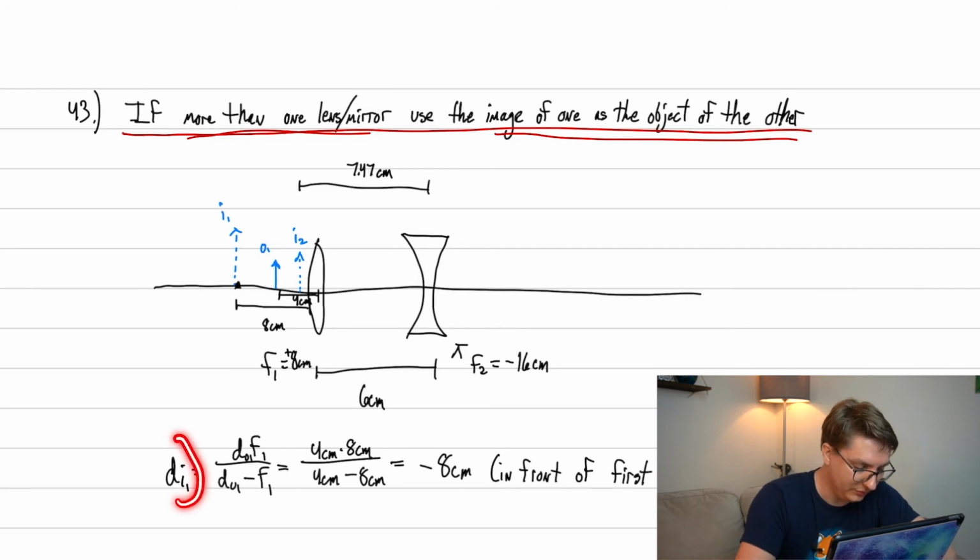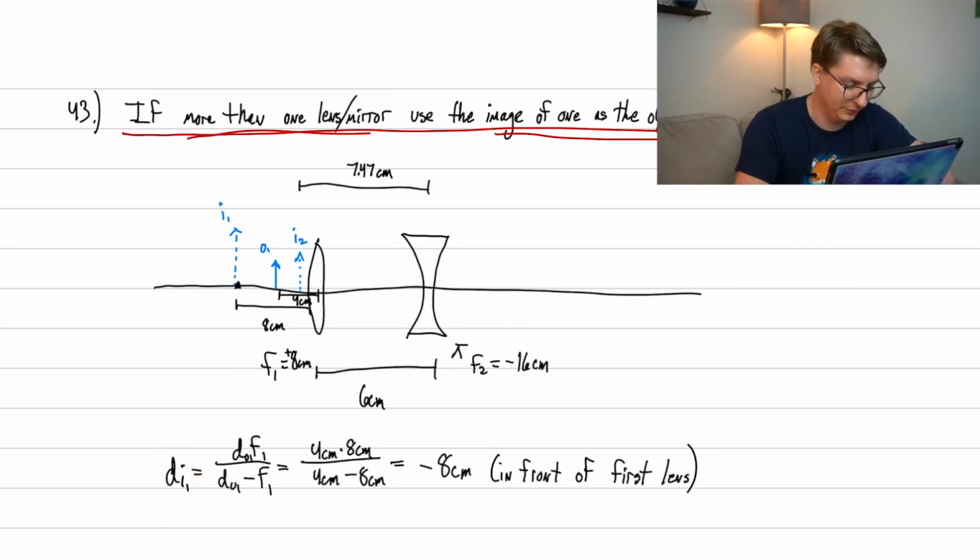All right. I'm going to keep track in terms of subscripts. So we want to find the distance of the first image. Again, we did that weird inverse rule. We have that all set up. We know the distance of the object, 4 centimeters. We know the focal length, 8 centimeters. So we put that all in, and we find the distance to the image is negative 8 centimeters.